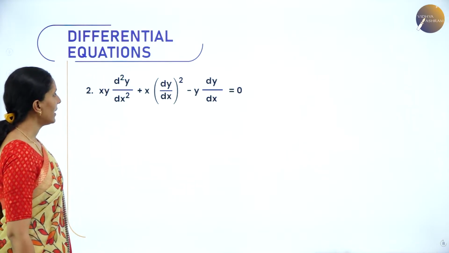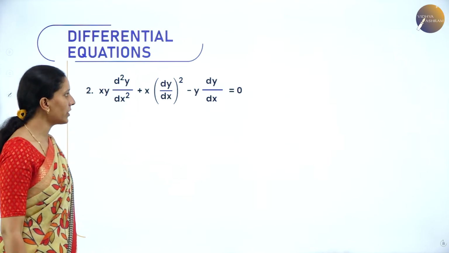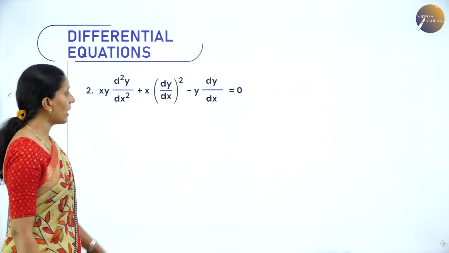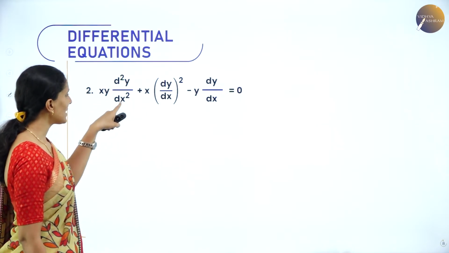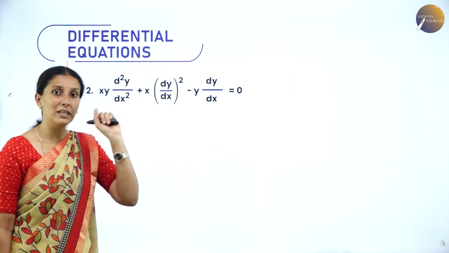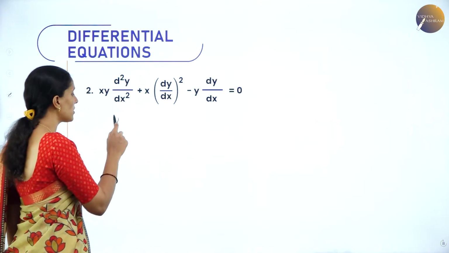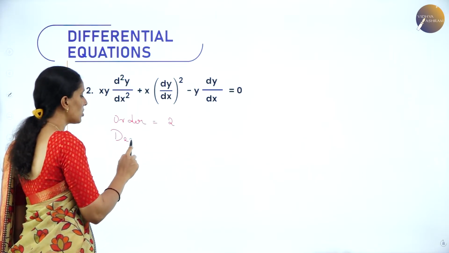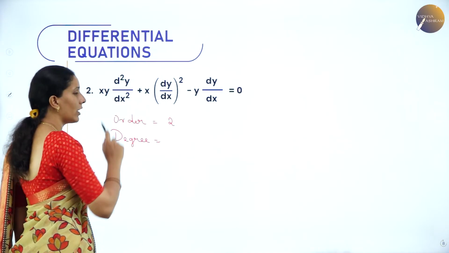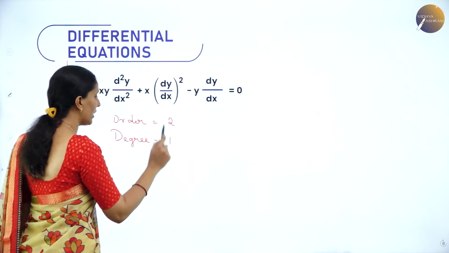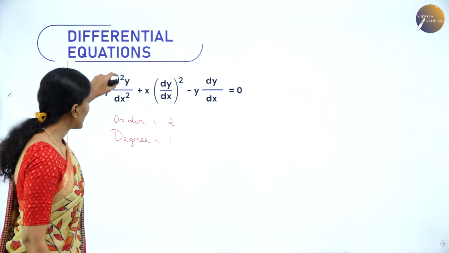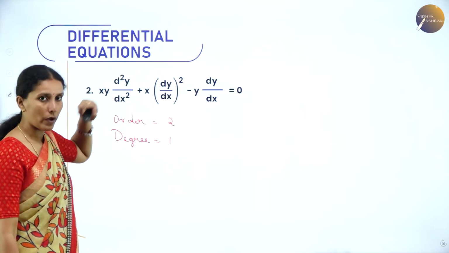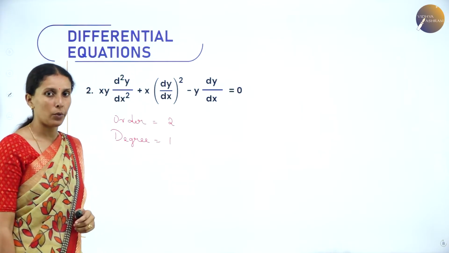Next, xy d²y/dx² plus x (dy/dx)² minus y dy/dx is equal to 0. Here we have both first order as well as second order derivatives. Order is nothing but the highest order derivative. So what is the order of this differential equation? Order is 2. What is the degree? How many times is the second order derivative repeated? Only once. So degree is 1. So the highest order and the power of the highest order, which is 1, is nothing but the degree of the differential equation.